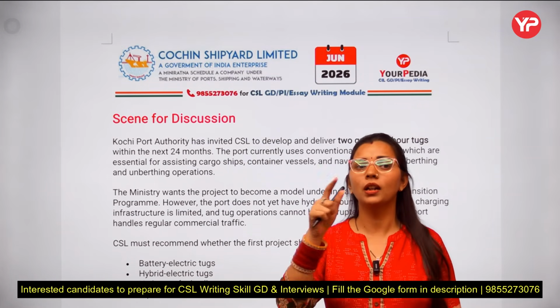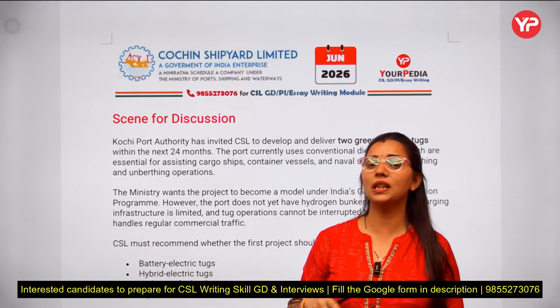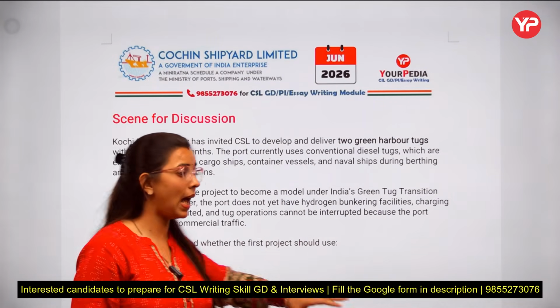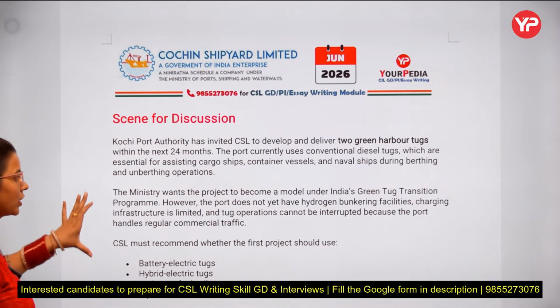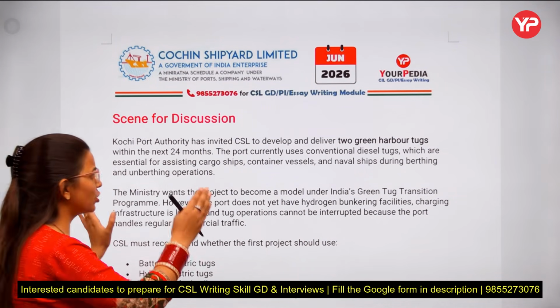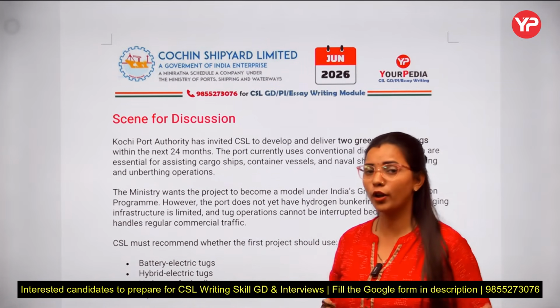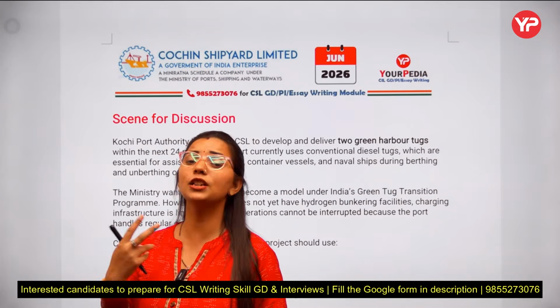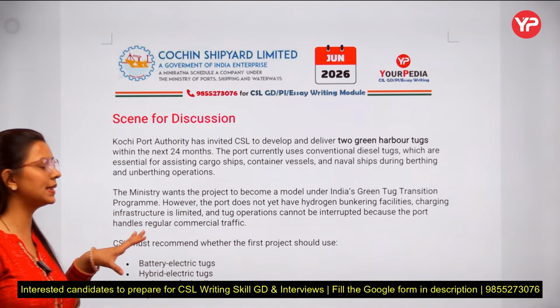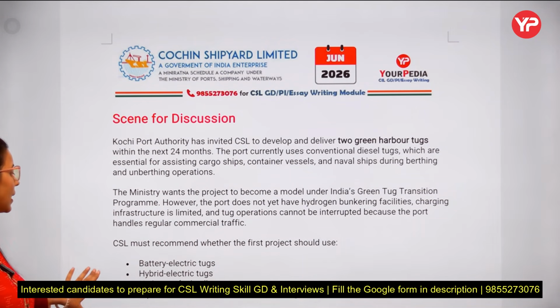Now, they have converted this GD topic into the GT, the group task, and they have maintained the scene for the discussion, right? They have discussed all the things, how we need to make the green corridor, the green tugs, the green ships, and all the things. What are the challenges in that?